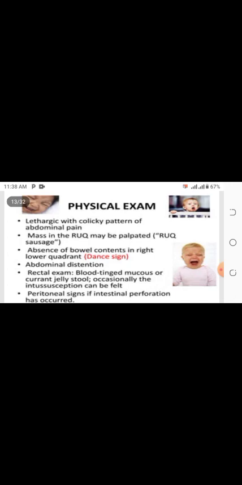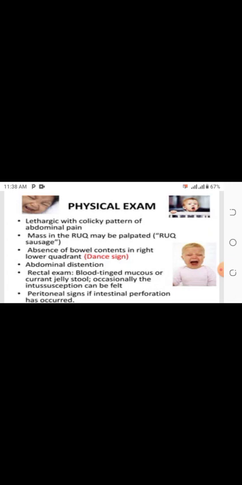On physical exam of these patients, they will be lethargic with the colic pattern of abdominal pain. We could feel a mass in the right upper quadrant, which is sausage in shape. And when we palpate the right lower quadrant, there is absence of bowel contents in the right lower quadrant, which we call the Dance sign. Then they may come with abdominal distension. When we do a digital rectal exam, we could find blood-tinged mucus or currant jelly stool.